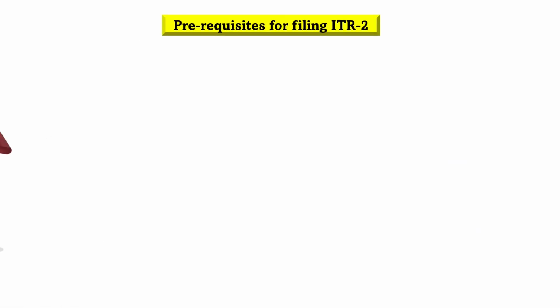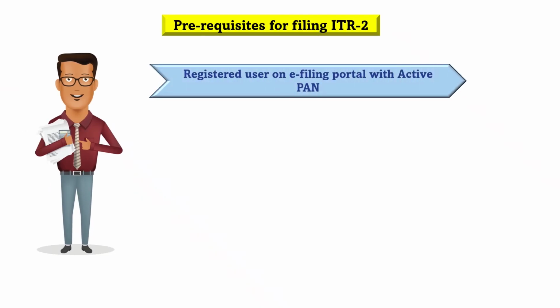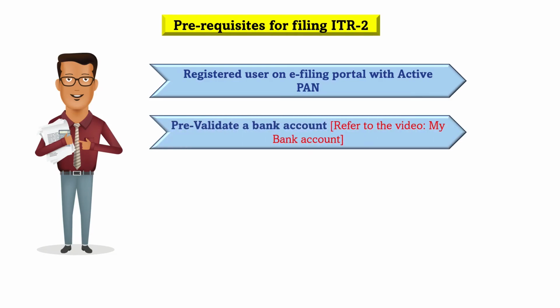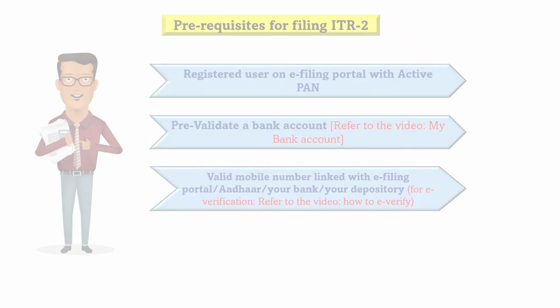Let us first look at the prerequisites for filing Form ITR2. You should be a registered user on the e-filing portal with an active PAN. You must pre-validate at least one bank account. You may refer to the video on My Bank Account to know more. You should have a valid mobile number linked with e-filing portal or with your Aadhaar, your bank account or your depository. To know more, you may refer to our video on how to e-verify.